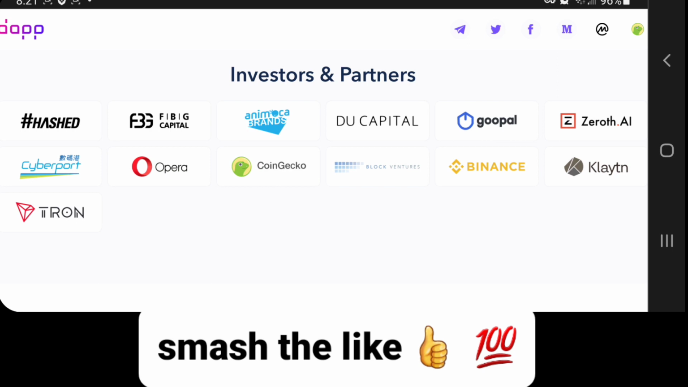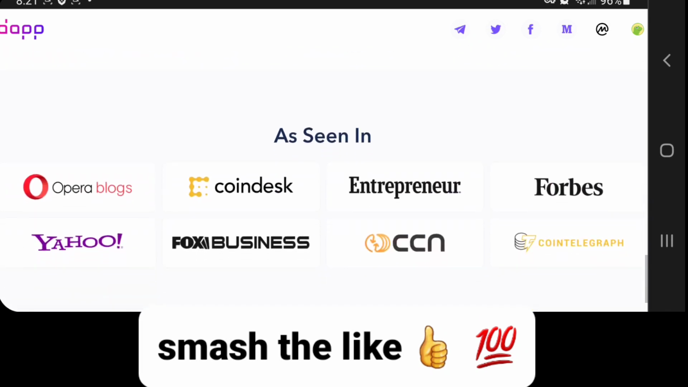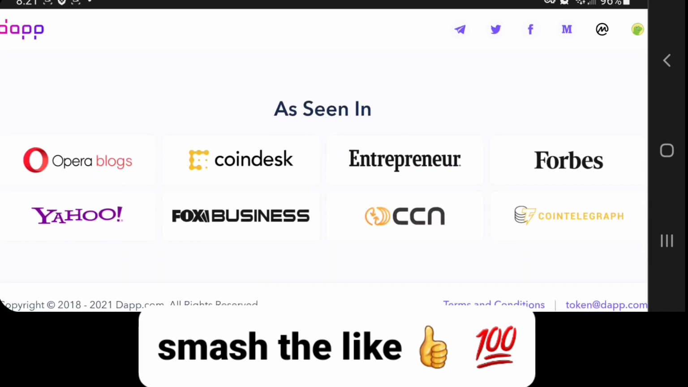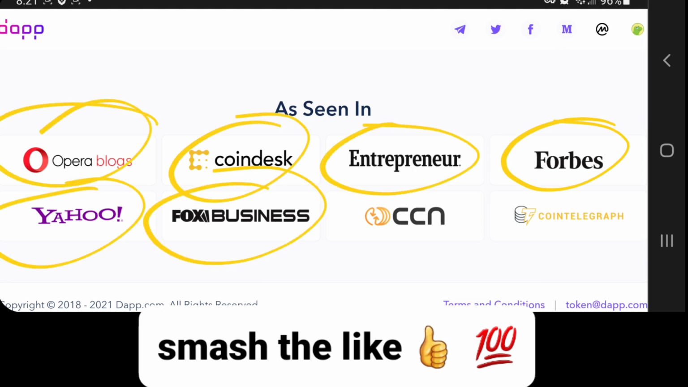Here you have a list of their investors and partners, which is pretty big. You've got Binance, you've got Tron, Opera, CoinGecko, and a few others that I'm unfamiliar with. And speaking of Opera, guys, you can see here that Dappt.com forms exclusive partnership with Opera for its new Dappt store. So the Opera browser is supporting this as well. And you can see they've been mentioned in Forbes, Entrepreneur, CoinDesk, Fox Business, Yahoo, Opera Blogs, CCN, and Cointelegraph.